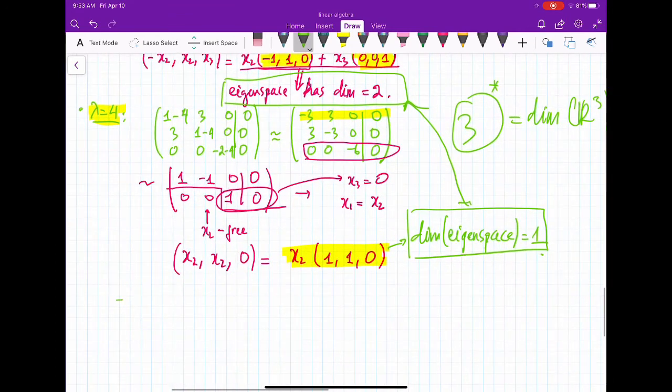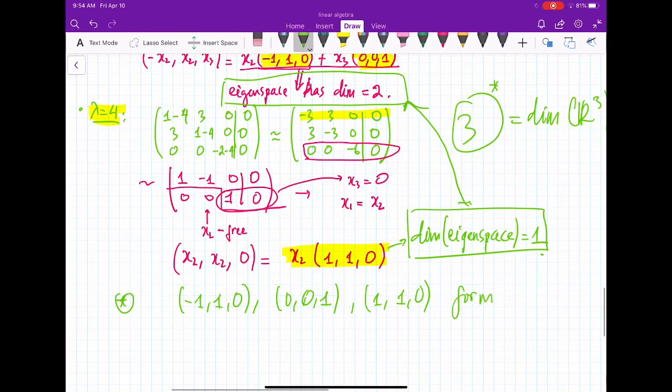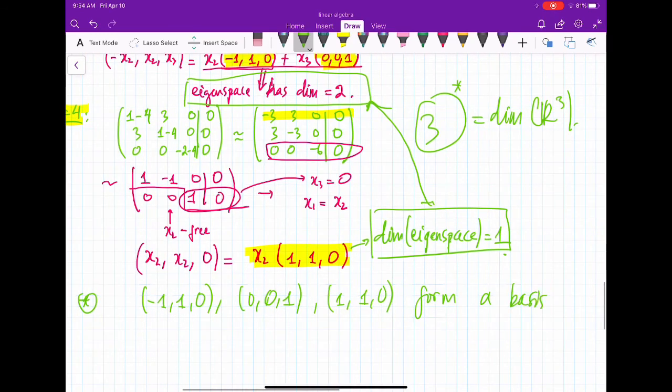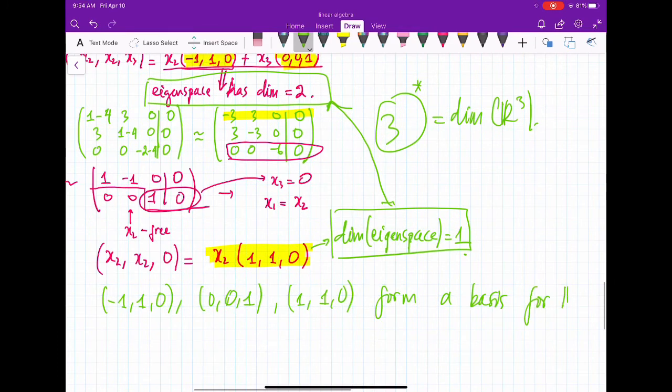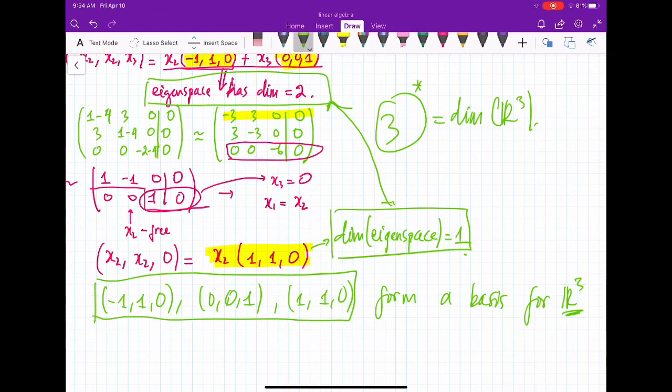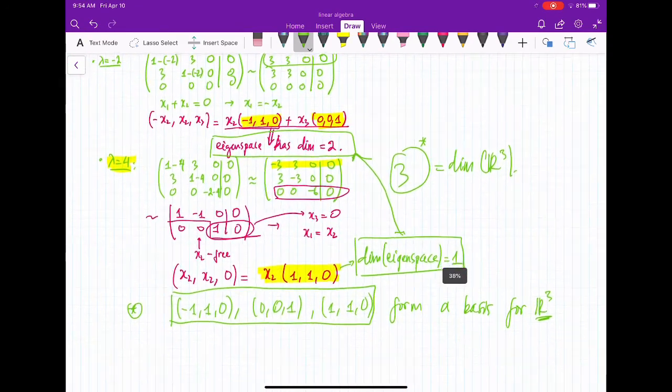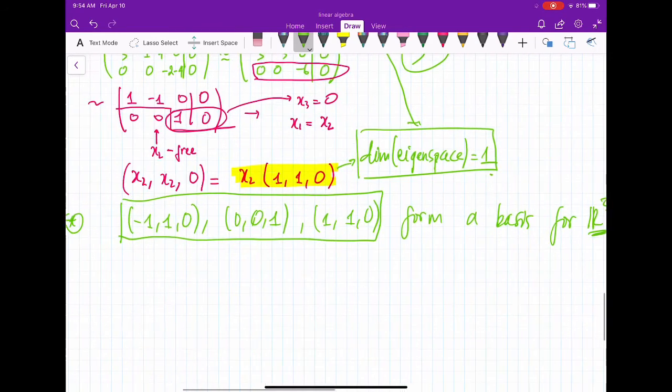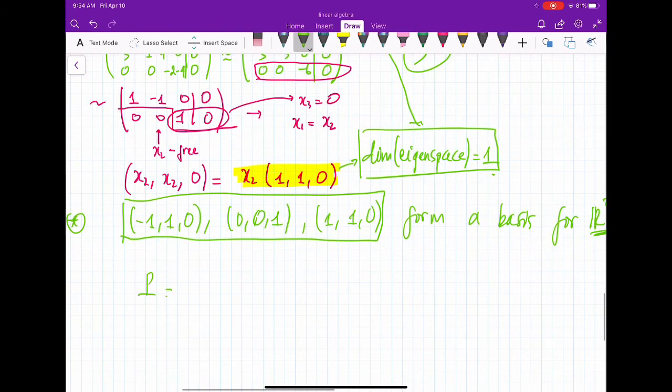Alright, so let me point out in here. Negative 1, 1, and 0, 0, 0, 1, and 1, 1, 0 form a basis for R3. And they are eigenvectors of our matrix. Okay? Now, let's form a matrix P, which is equal to negative 1, 1, 0. I write those vectors in the column form. 0, 0, 1, and here 1, 1, 0.